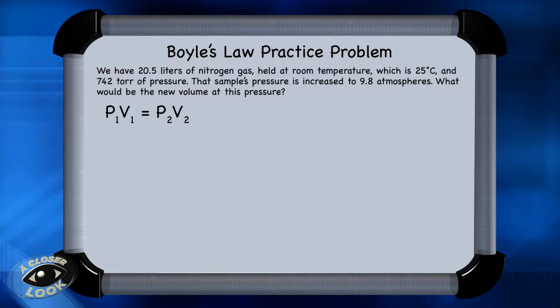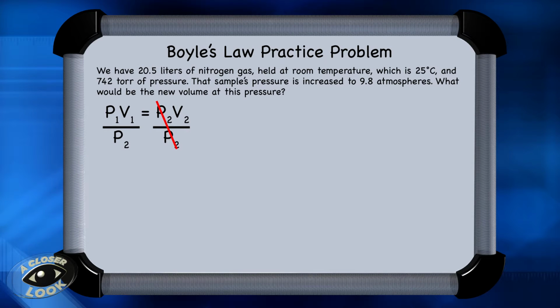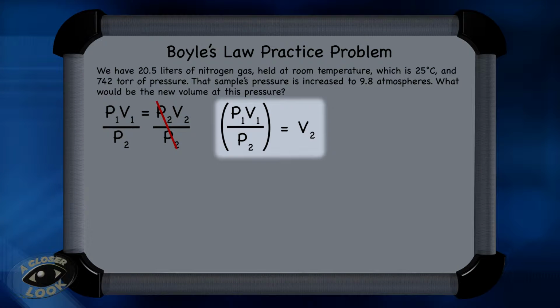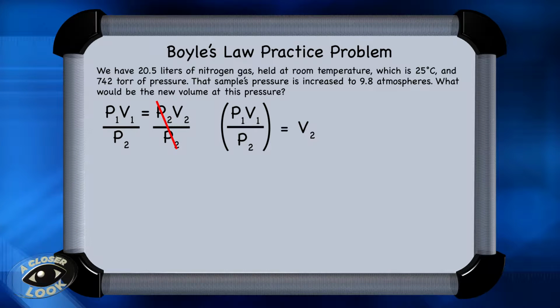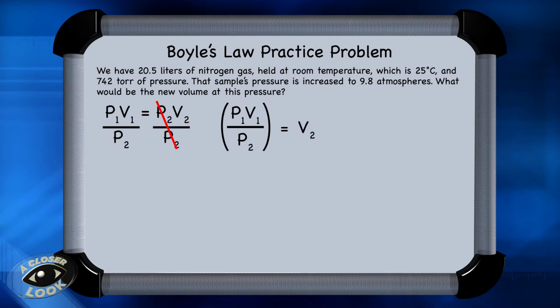Since we want to solve for V2, we would like to isolate it on one side of the equation, and we're going to do that by dividing both sides of the equation by P2. Doing so, we get that P1 times V1 divided by P2 equals V2. Now all we need to do is plug in the values that were given to us in the problem for P1, V1, and P2.